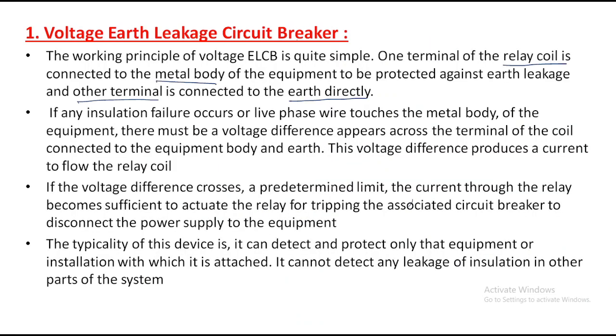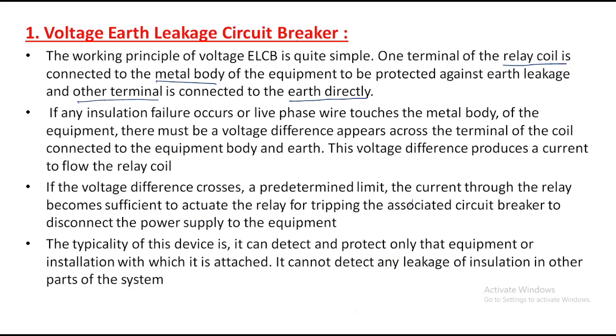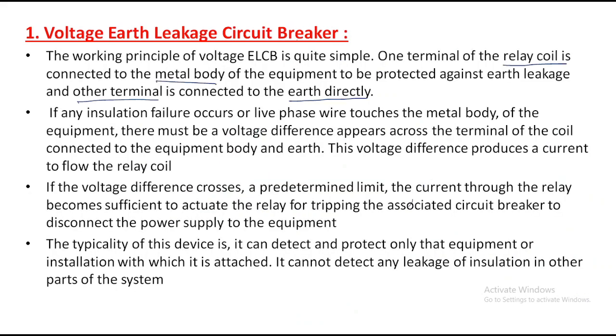The circuit breaker trips to disconnect the power supply to the equipment. Whenever the power supply is disconnected, there is no current, so there is no problem when we touch the load. The equipment is saved, then we repair it, and again we will check that it works.